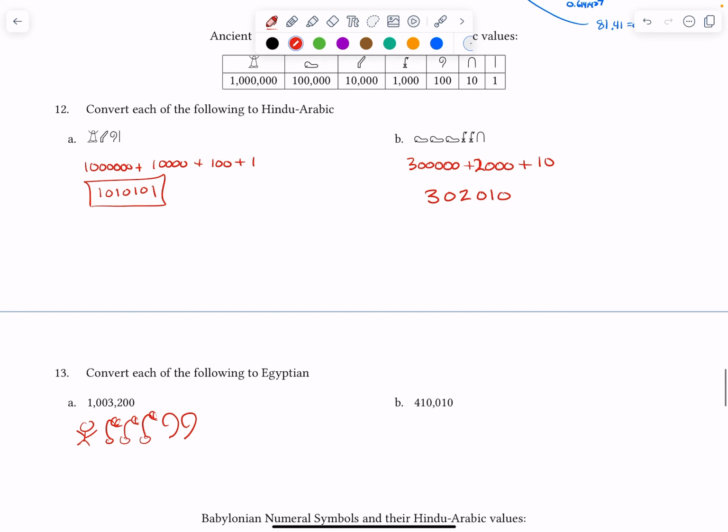Over here, 410. So we got 4 tadpoles or 4 fish. You can draw them however you want. 1, 2, 3, 4. And then 1 finger. And then 1 heel bone. So you're probably going to draw yours to look better than mine, but you're getting what you're getting.